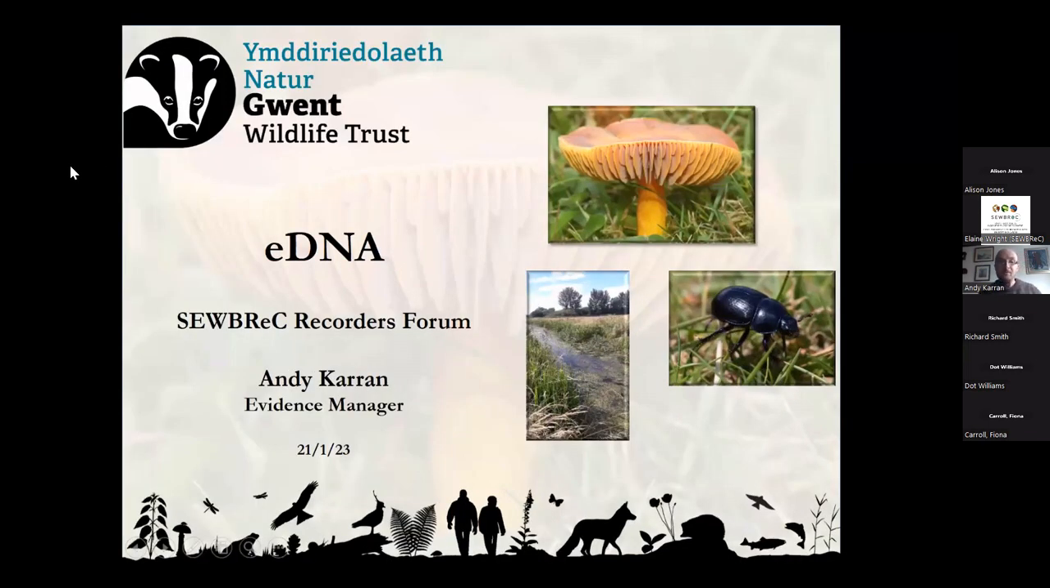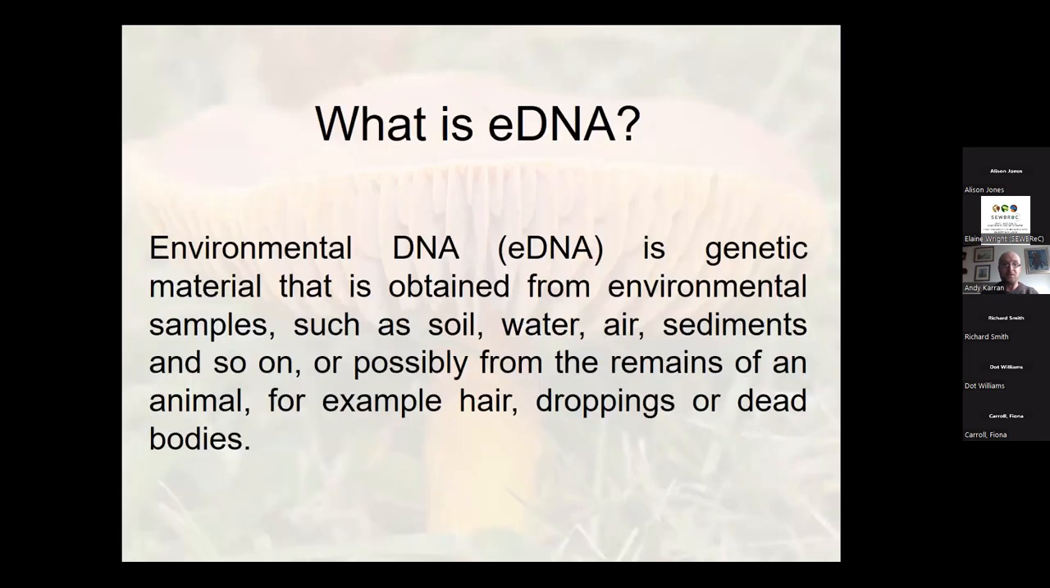There we go. Right, yes, I'm going to chat about eDNA. I don't claim to be any kind of expert on this, but at the Trust, we were lucky enough to get some funding this year to do some eDNA work. So first of all, what is eDNA? It's environmental DNA, genetic material that's obtained from environmental samples such as soil, water, air, sediment, and so on, and possibly from the remains of animals, maybe hair, droppings or dead bodies.